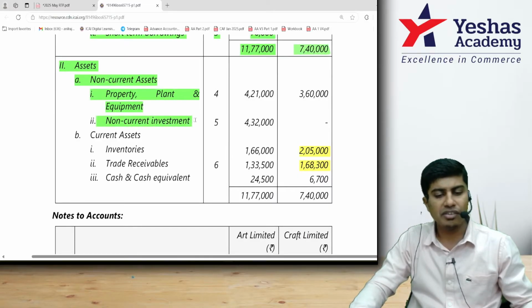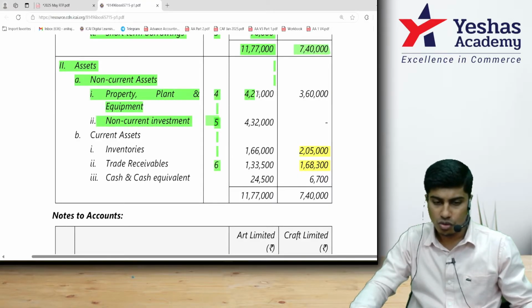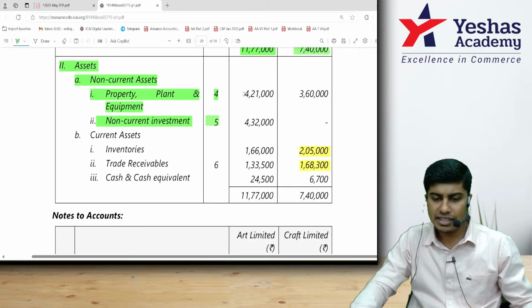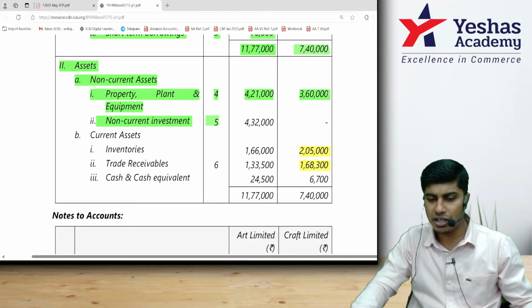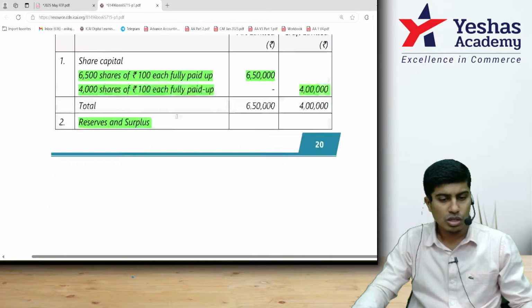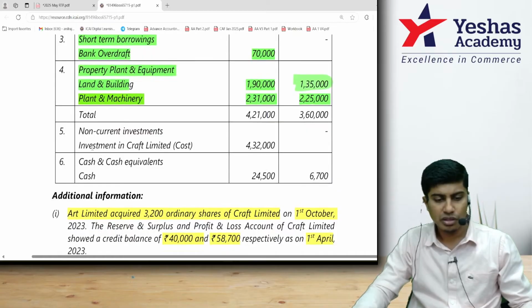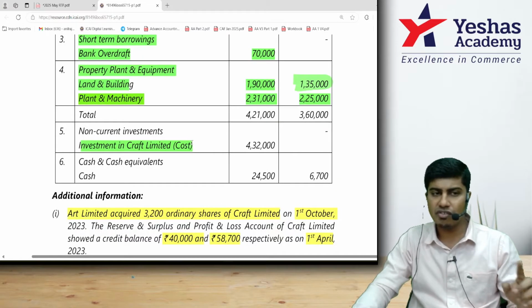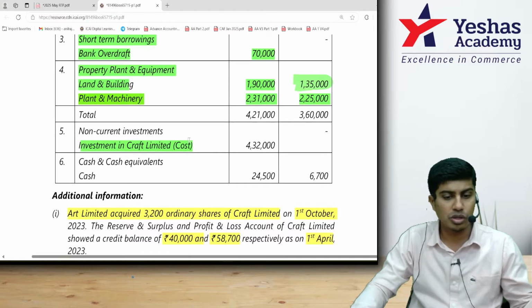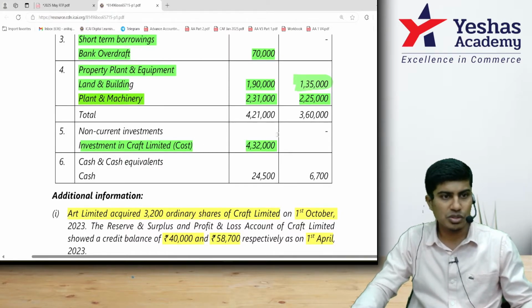Then we have non-current investments, which is note number 5. How much is the value there in non-current investments? 4,32. This might represent investment in subsidiary. This might not be only investment in subsidiary. There can be something else also. See what is there in note number 5. We've done questions in the past where the investment was not only in subsidiary. There were some other investments also, which we continue to show in the balance sheet. So 4,32 is the investment.